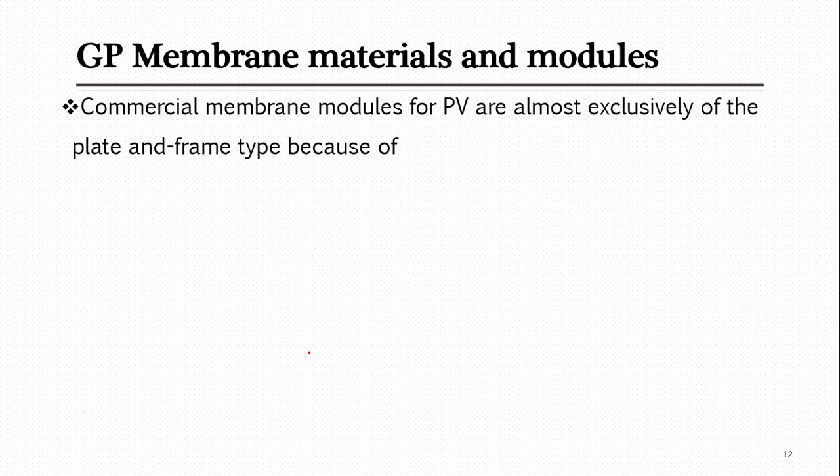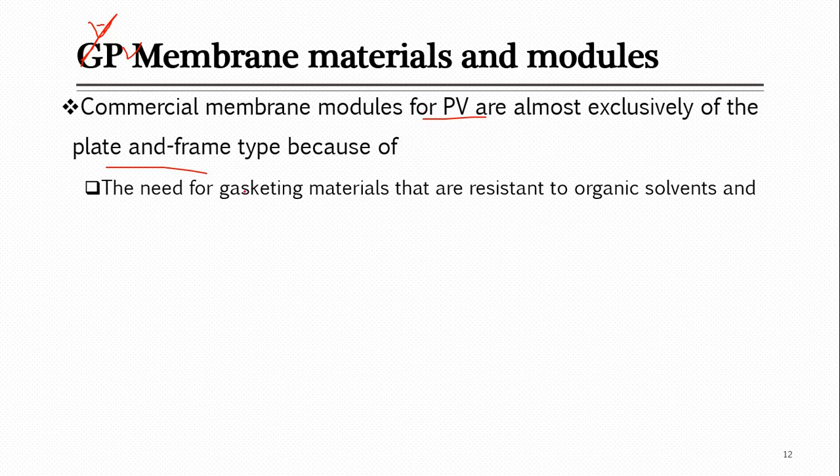Regarding modules, mostly commercial membrane modules for this pervaporation. Sorry, this is PV, pervaporation. This is not like GP, this is not gas permeation, it is pervaporation. For pervaporation, mostly plate and frame type modules are used, and there are certain reasons for this module usage. The first reason is that you need gasketing material, and the material which you use for gasketing should be resistant to organic solvent.